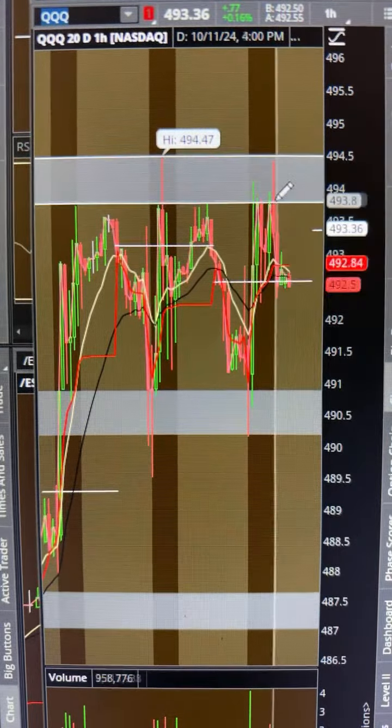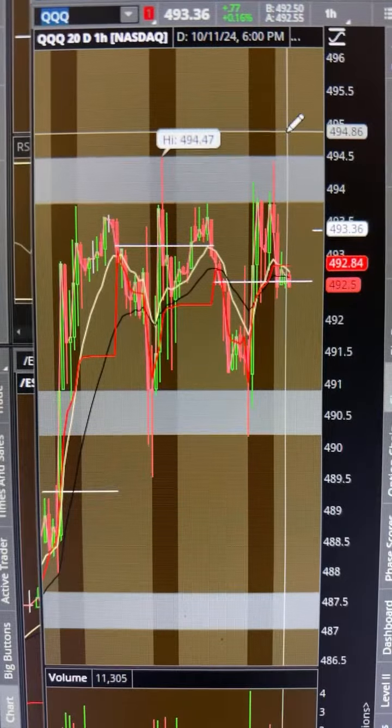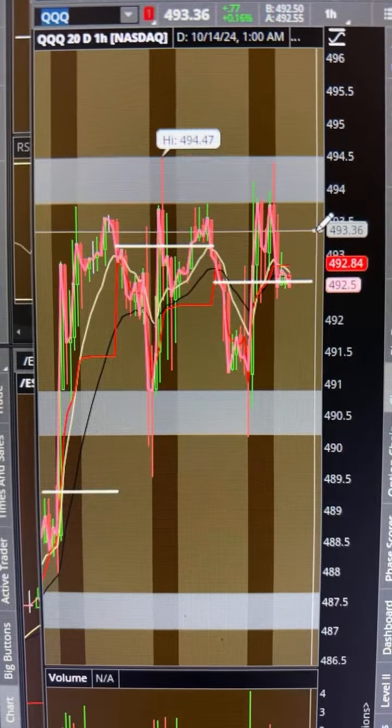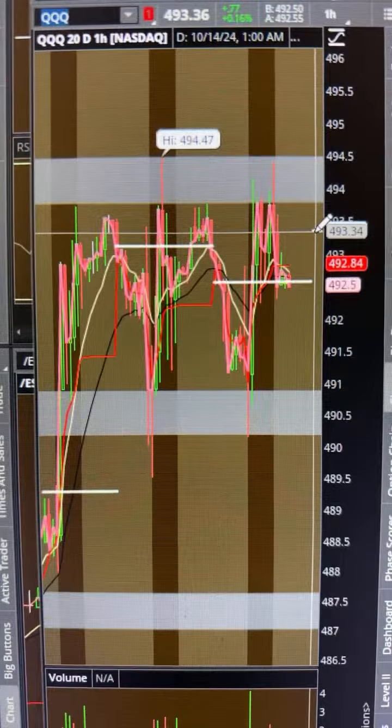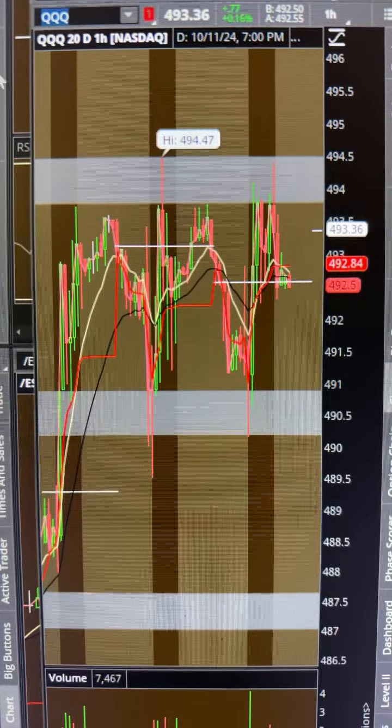So just wait on that confirmation. We could very easily come up and break it, but if we come back out and reject it again, I will try a short entry or a put entry. The bounce is going to be right here.